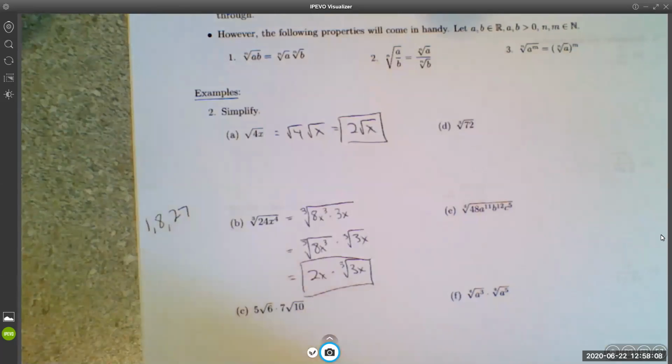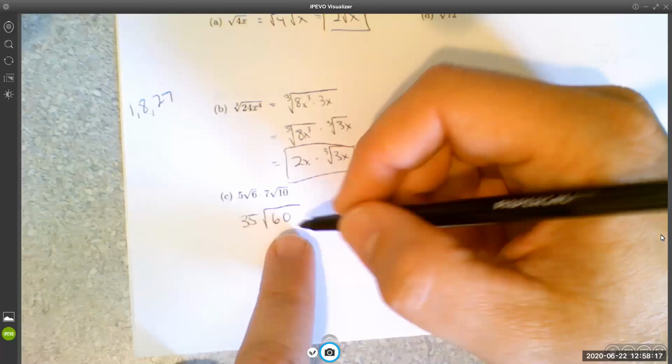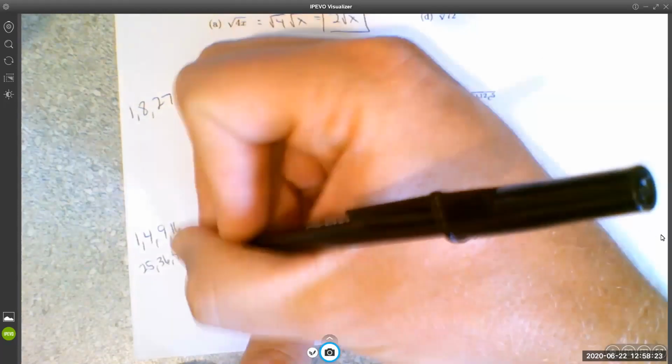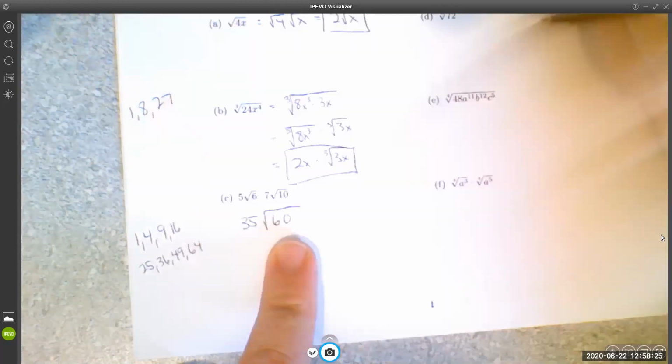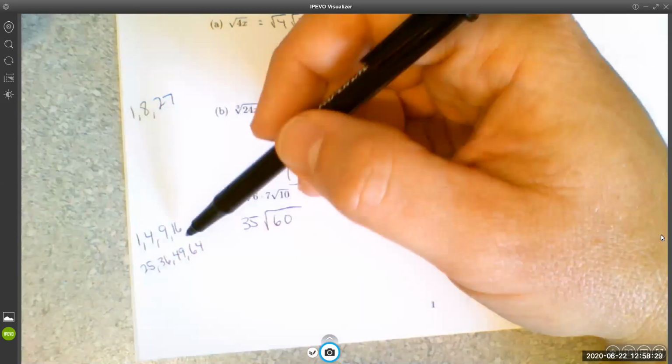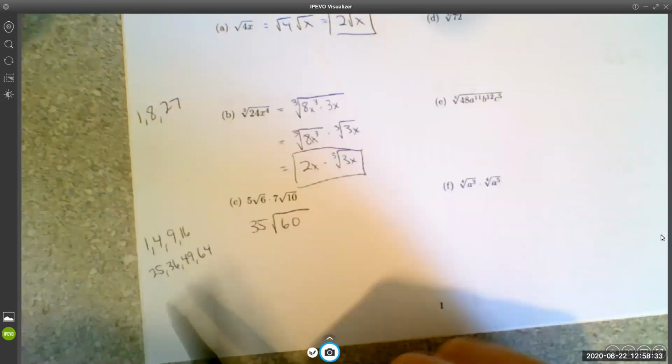Since it's a square root, you should think of the largest perfect square that goes into 60. 2 squared, 3 squared, 4 squared, 5 squared, 6 squared, 7 squared, and then by the time we get to 8 squared, we've already gone too far. So is there any number on this list, and if so, what's the largest number on this list that goes into 60 evenly? And the answer, I think, is 4. 4 is the best we can do.